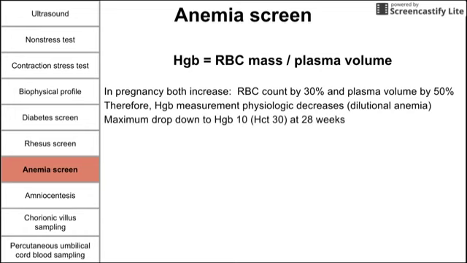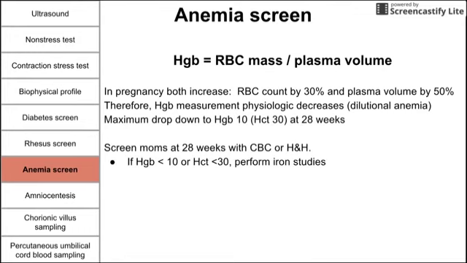The maximum drop that should be physiologic in pregnancy is down to a hemoglobin of 10. That's a hematocrit of 30 at 28 weeks. Any more than this drop, and you're suspicious for pathologic anemia. You screen mom at 28 weeks gestation with either a complete blood count or a hemoglobin and hematocrit. If the hemoglobin is less than 10 or the hematocrit is less than 30, you can then perform iron studies.